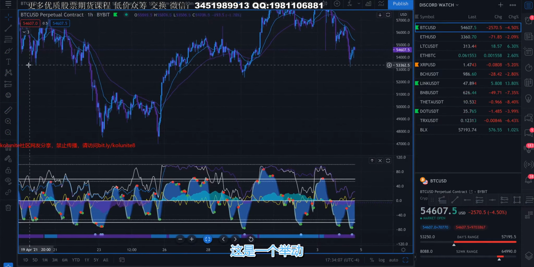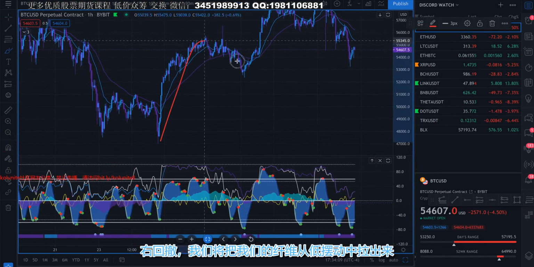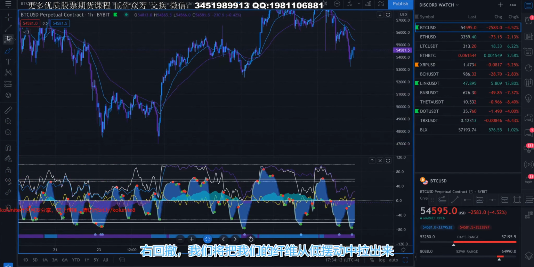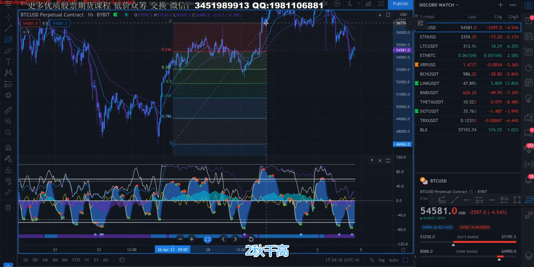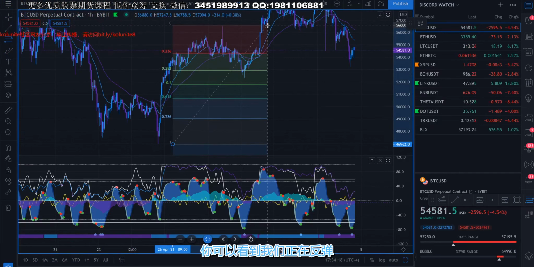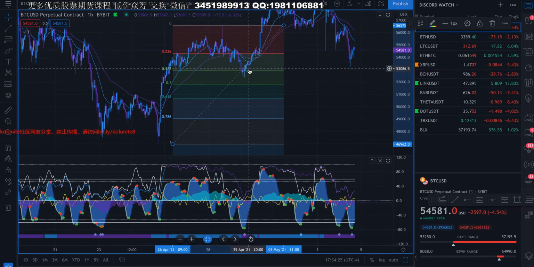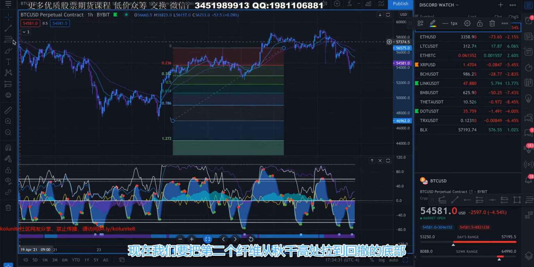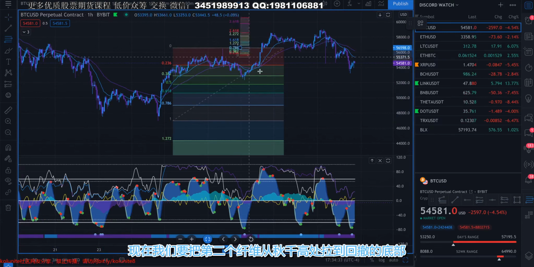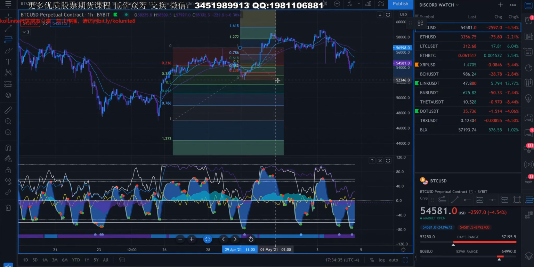Okay. Here's a move and a retracement, right? We'll pull our fib from the swing low to the swing high. And you can see that we're getting a bounce off of the 0.382. We're finding perfect support right here on the 0.382, right? What are we going to do now? Now we're going to pull our second fib from the swing high to the bottom of the retracement.